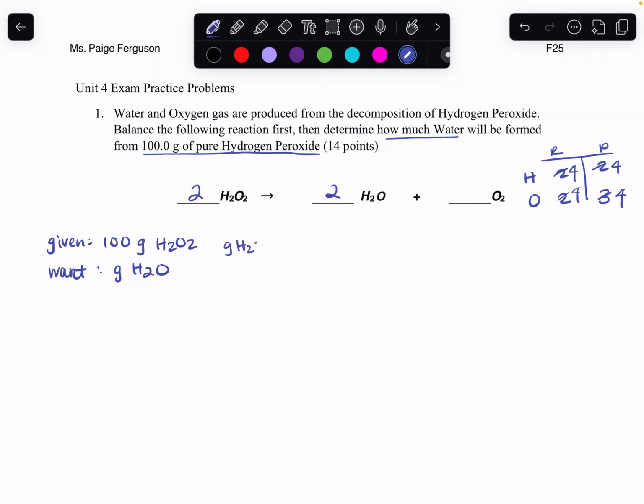So we got a pathway we're going to follow here. Going to start with grams of hydrogen peroxide, move that onto moles of hydrogen peroxide, use our mole ratio to convert to moles of water, and then convert back to grams of water.